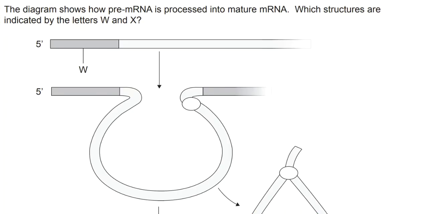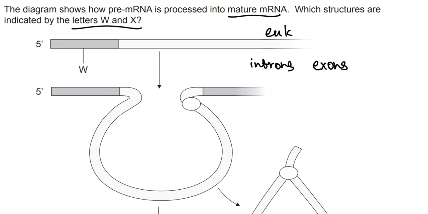The diagram shows how pre-mRNA is processed into mature mRNA, which structures are indicated by letters W and X. So if you don't recall, actually eukaryotic cells, right? Eukaryotic cells have what are called introns embedded in DNA exons. So exons are the regions of DNA that are coded for and will actually code for other proteins, right? But the introns are just intervening sections of DNA which don't actually code for anything.